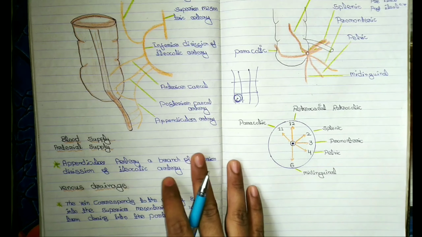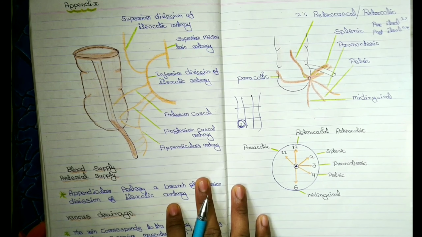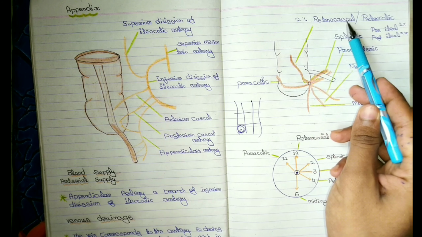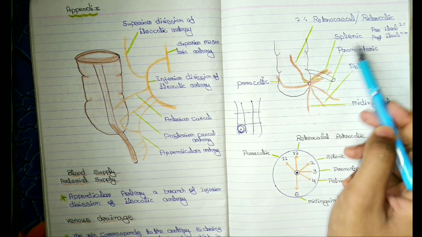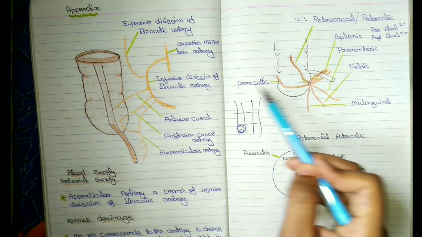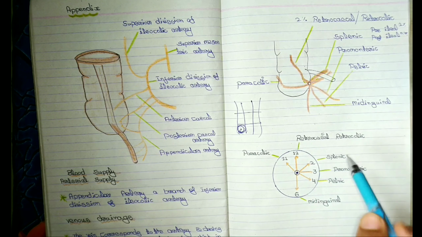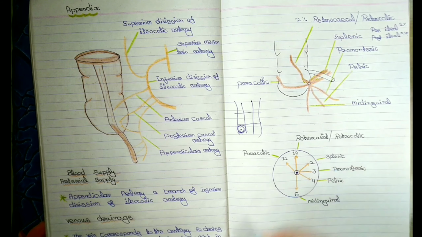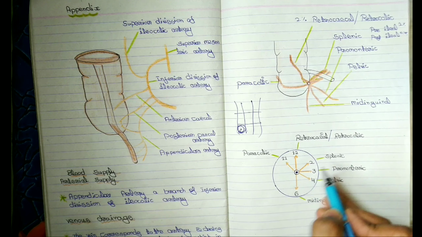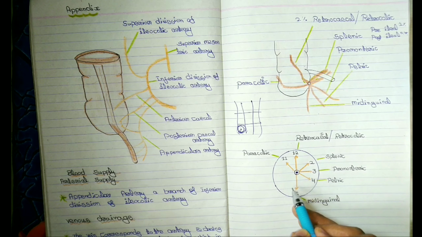Now, the positions of the appendix. They are retrocecal or retrocolic, splenic that is pre-ileal or post-ileal, promontoric, pelvic, midinguinal, and paracolic. Retrocolic or retrocecal is the 12 o'clock position, splenic is 2 o'clock, promontoric is 3 o'clock, pelvic is 4 o'clock, midinguinal is 6 o'clock, and paracolic is 11 o'clock position.